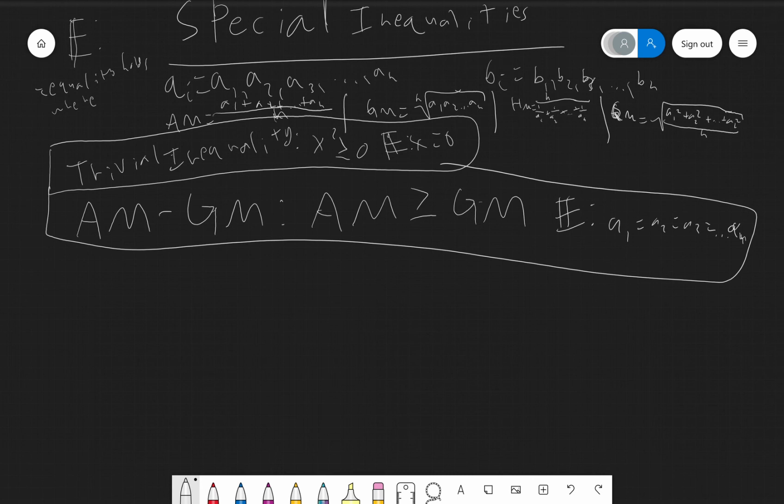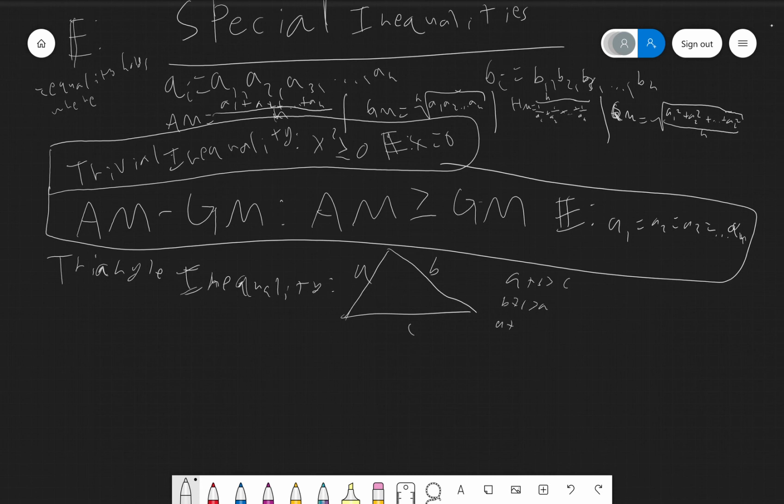So, like I said, some of these I'm going to prove, some of them I won't. Next one is the triangle inequality. So the triangle inequality, this is really algebraic. I will prove it, I will show the algebraic one. Triangle inequality basically says that if you have some random triangle, and the side lengths are A, B, and C, then A plus B is greater than C, B plus C is greater than A, and A plus C is greater than B.